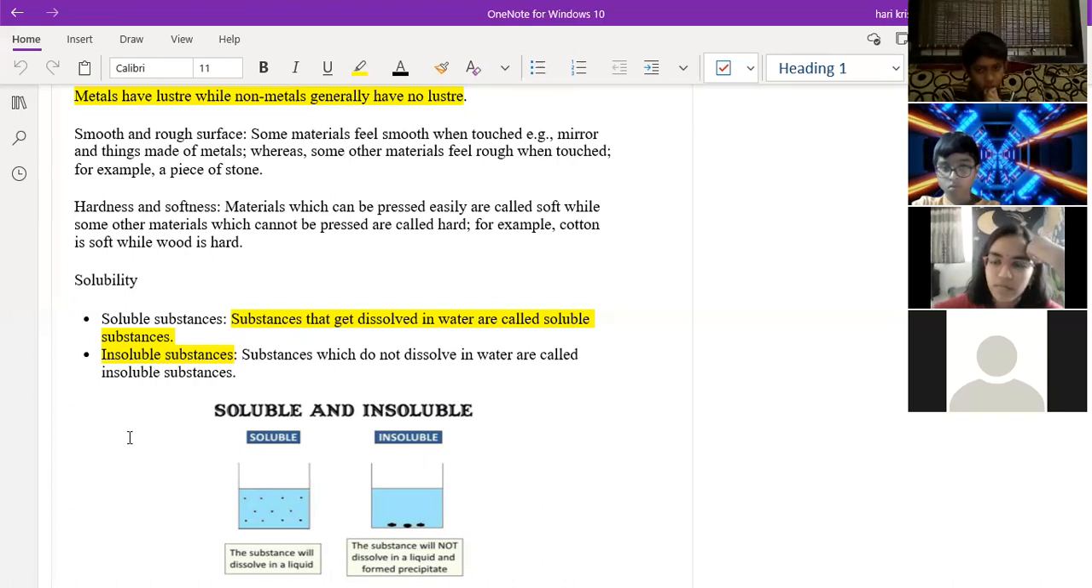Hardness means what? If the substance is hard and you apply some force, it will not compress at all. The substances which are not compressed at all are called hard substances, like an iron rod, which will not compress at all. But softness means what? If you apply some pressure, it will compress easily. That is softness, like a duster. It is soft in nature.